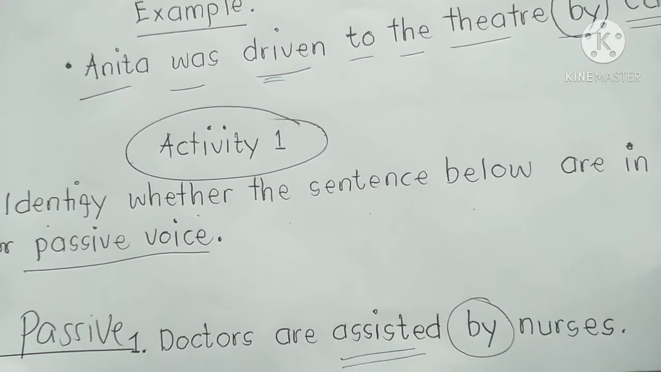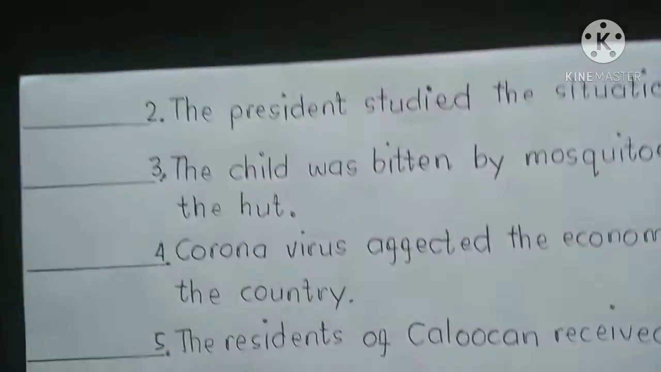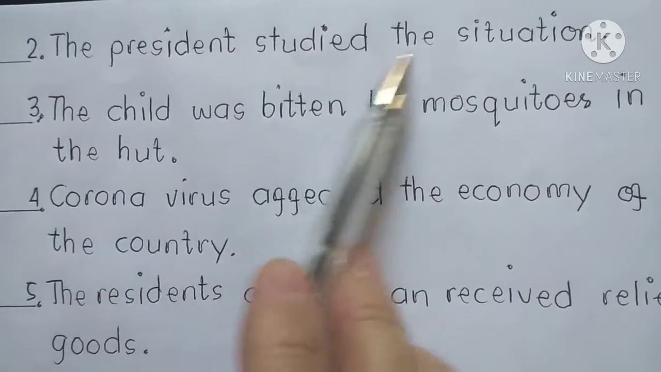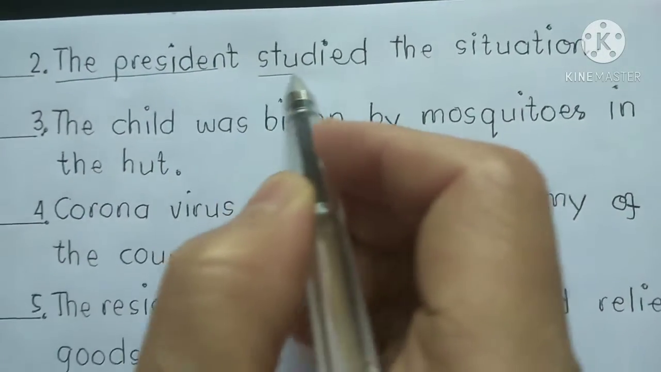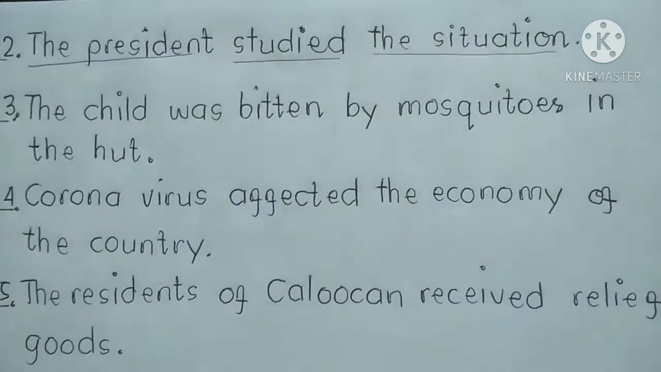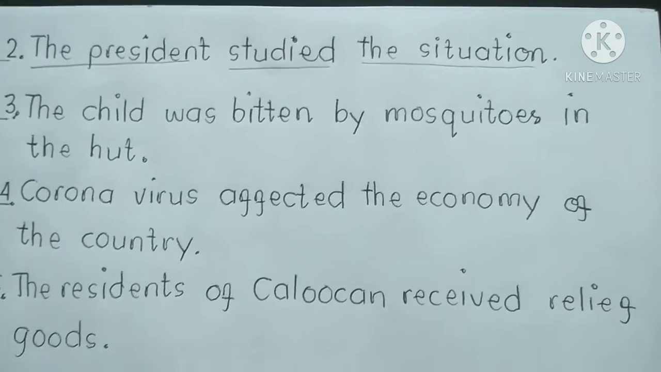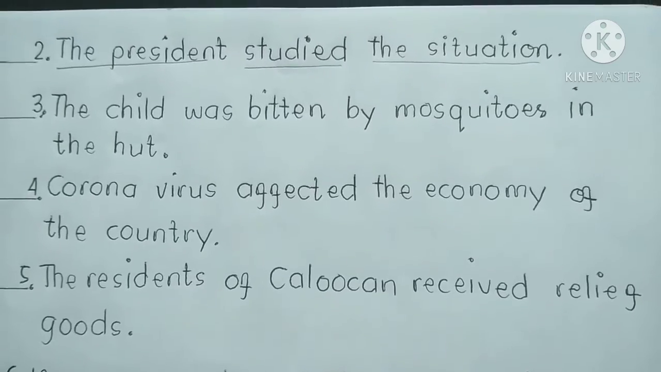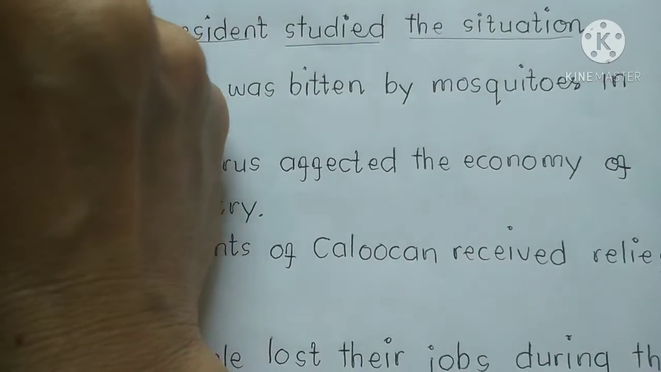Doctors are assisted by nurses. That is in the form of passive voice. Let's proceed to number 2. The president studied the situation. So we have here our subject, the president, the verb, and the predicate, my dear students. So it is clearly stated there that the subject performed the action stated by the verb. This is what we call an active.